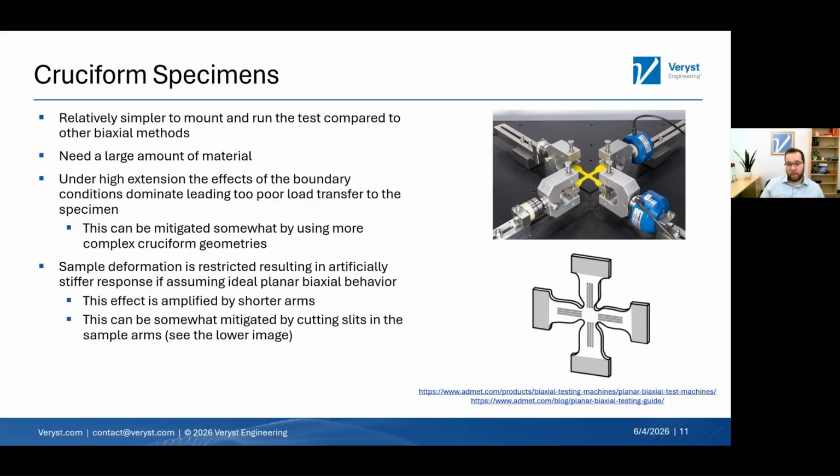This effect is amplified by having shorter arms on the sample because, again, you're just constricting that motion more. And it can be somewhat mitigated by cutting slits into the sample arms, so you see in the image on the bottom right. And again, that's just freeing up motion of the sample.